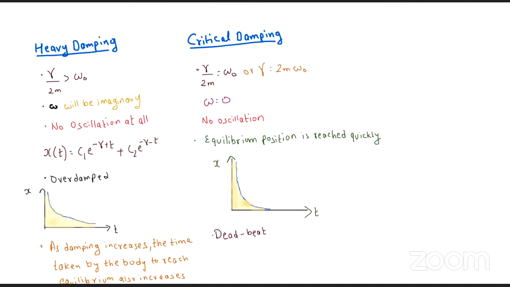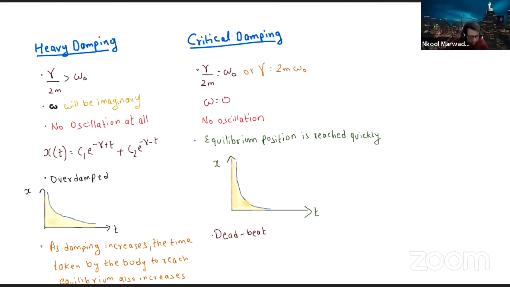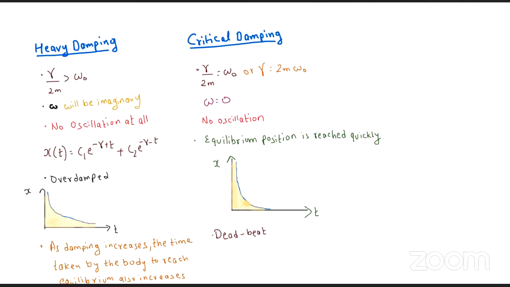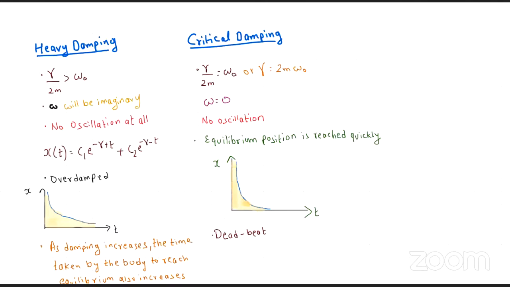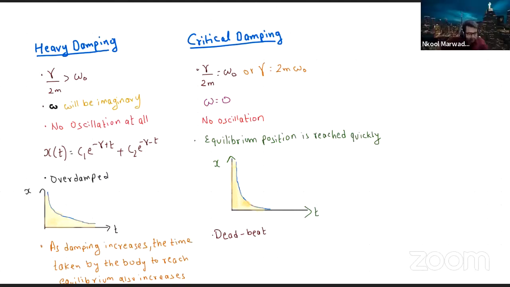And also the shock absorbers we have in the car or in the bike. There also there is no oscillation at all. The system reaches its equilibrium position instantly. There is a fluid inside the shock absorbers, and that fluid can absorb the damping force. So this was critical damping.